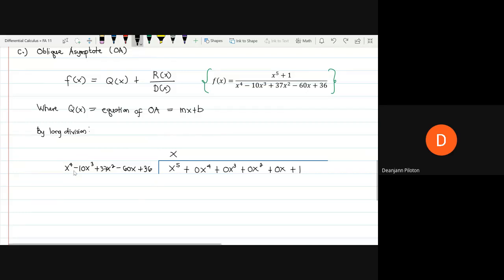Okay, so first, x times x raised to 4, that is x raised to 5. Next, x times negative 10x raised to 3, so that is negative 10x raised to 4. Next is x times 37x raised to 2, so that is positive 37x raised to 3. Next, x times negative 60x, so that is negative 60x raised to 2. And lastly, x times 36, so that is positive 36x.